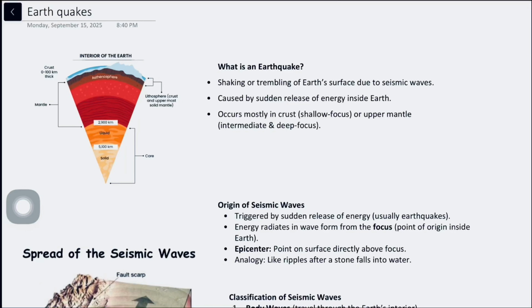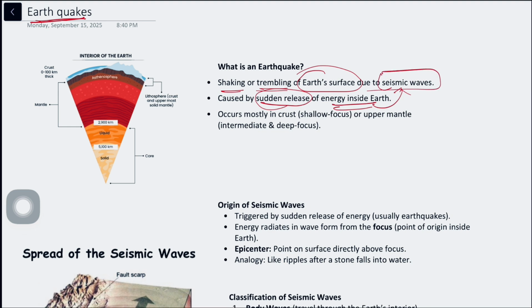So in this video I will explain the concept of earthquakes. So what is the meaning of earthquake? Earthquake is the shaking or trembling of the earth surface, that is due to the sudden release of energy from inside the earth, which later travels in the form of seismic waves.